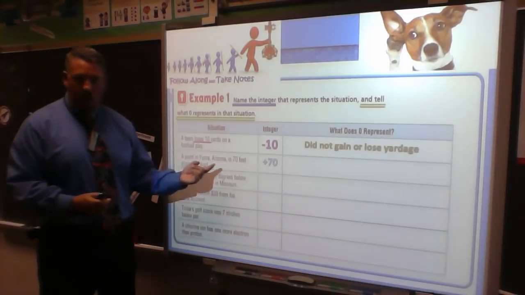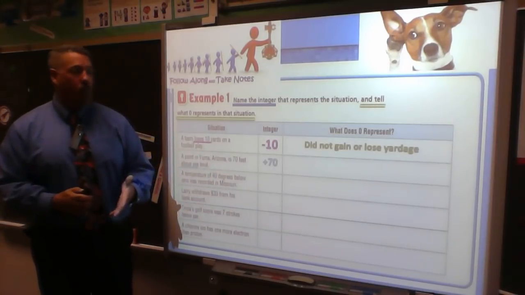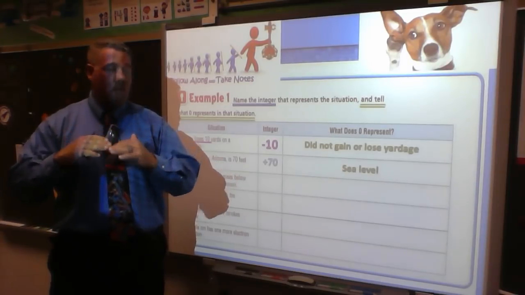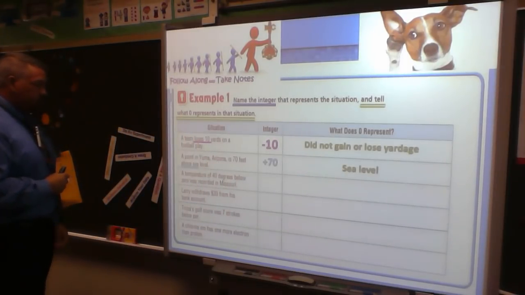What would 0 be then? Well, I just explained what sea level was, and that 0 would have to be where sea level is. It's nice and straight. Not above and not below.